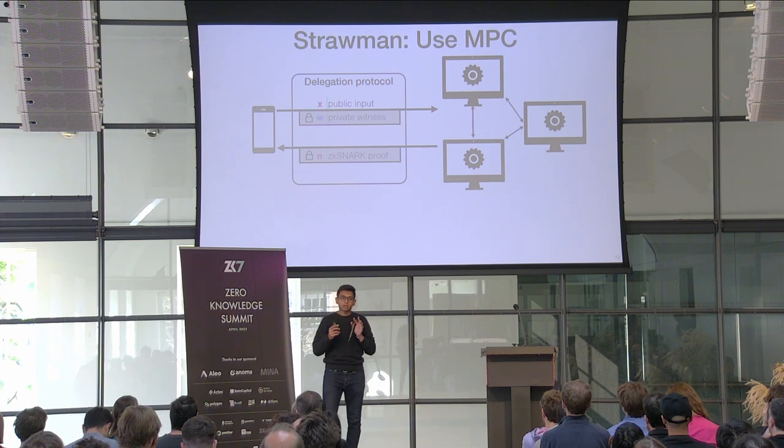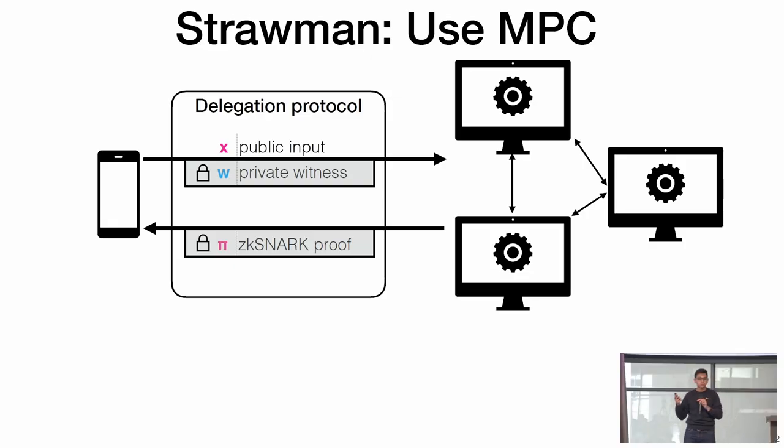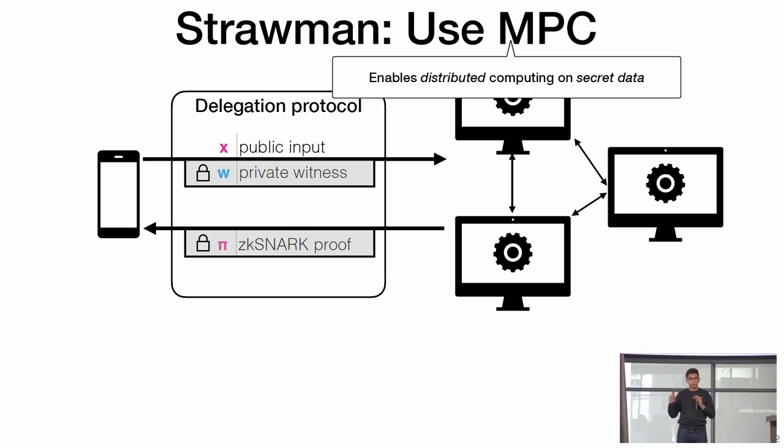All right, so the straw man, let's see how we can do this. The straw man technique is to use what's called MPC, or multi-party computation. This is a cryptographic technique which allows a bunch of parties which don't want to collude with each other, which have some interest in keeping data disjoint from each other, to jointly compute on their data in a way that they get the result, but no party learns any information about the other party's inputs, right? So every party's input is kept secret. So basically, it's a way to do distributed computing on secret data.